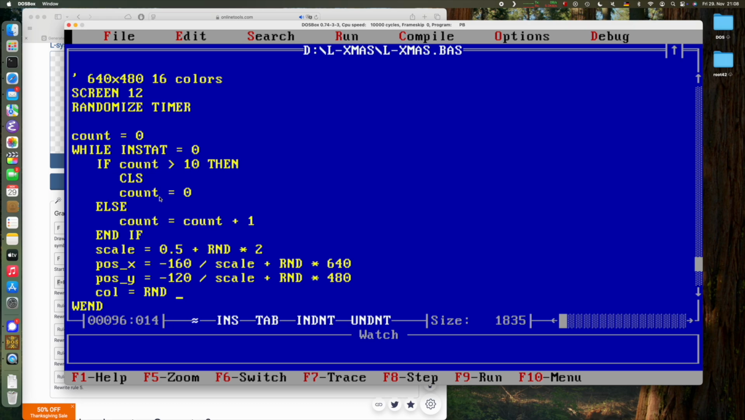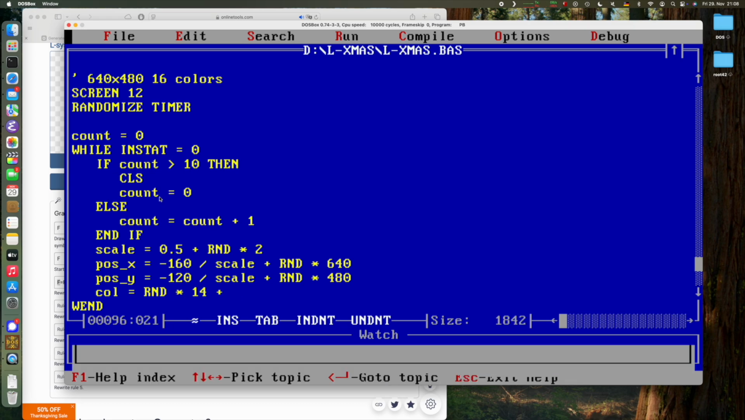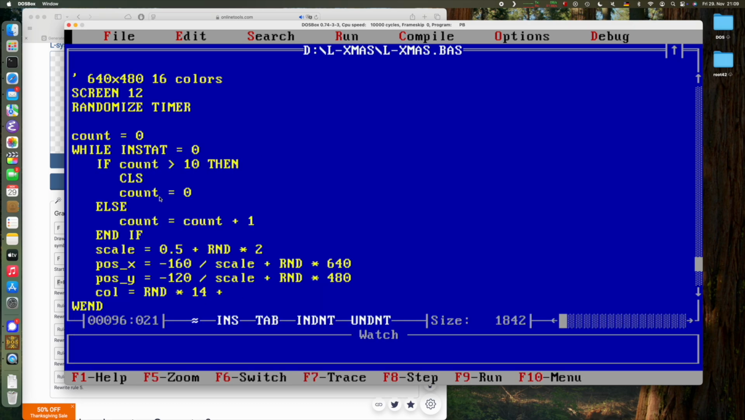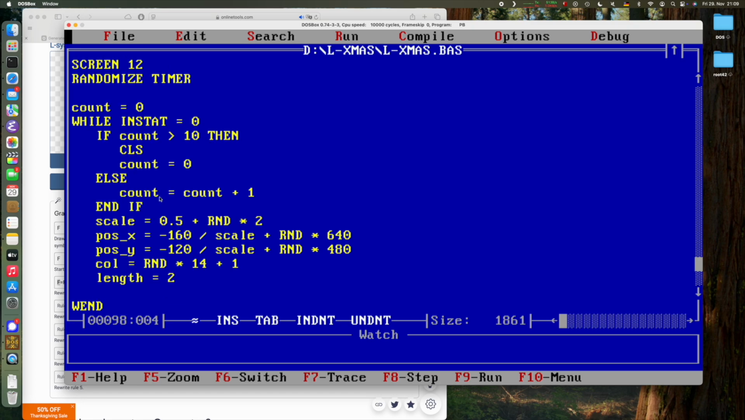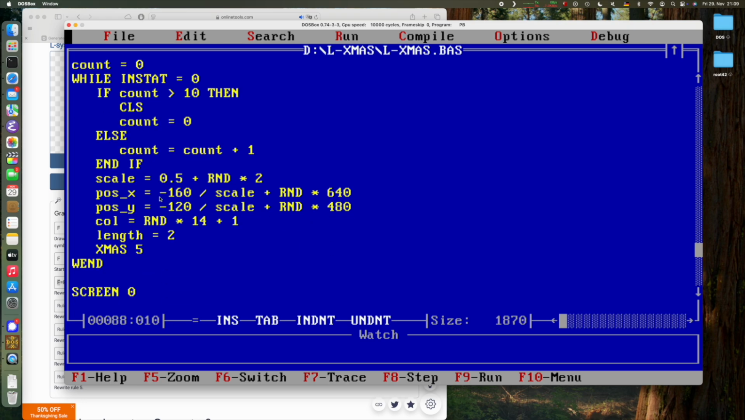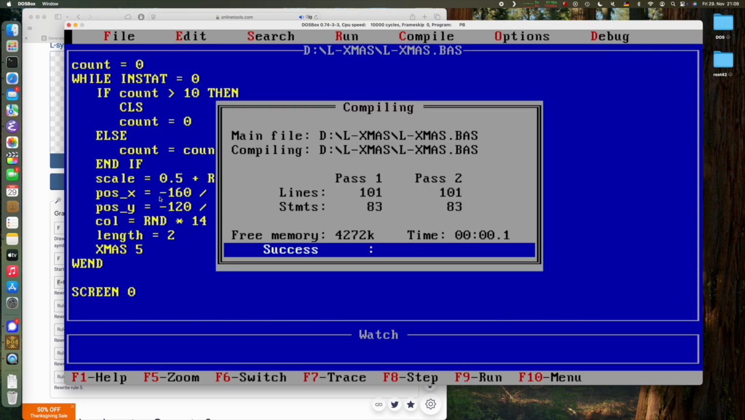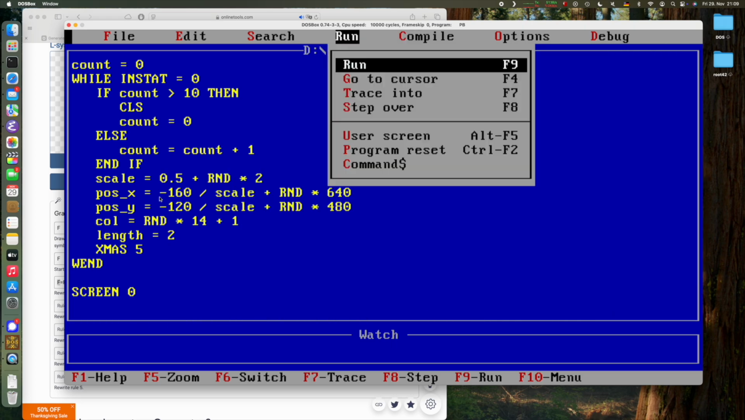Color is RND times 14 plus 1, not F1, 1. This gives us a color between 1 and 15, because 0 is black and that would not be visible. Length equals 2. This gives us a pretty nice length. And then we call XMas with 5 maximum iterations. And that's already it. Let's see if it still compiles. Looking good.